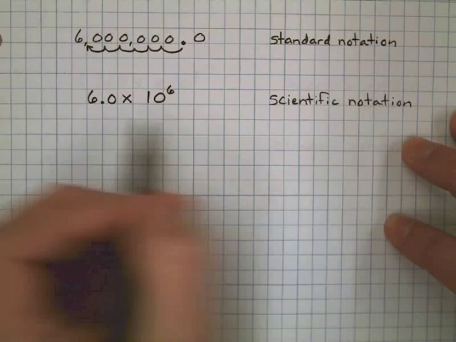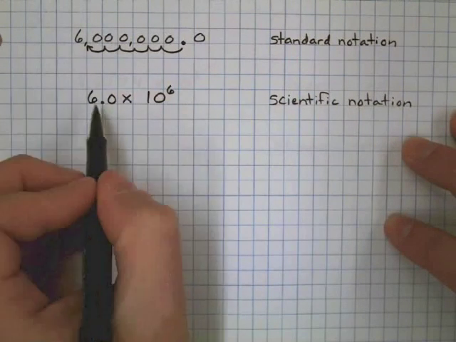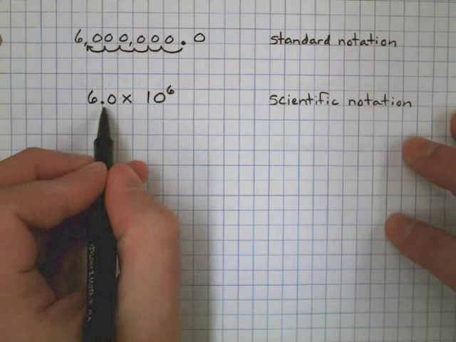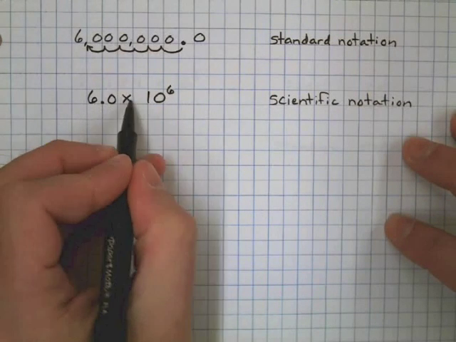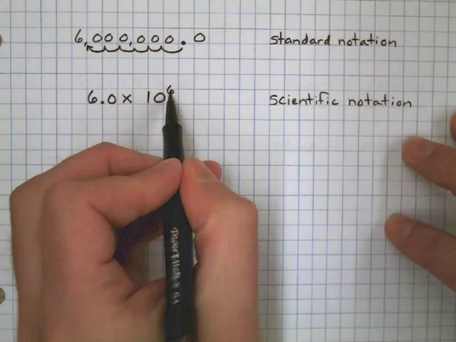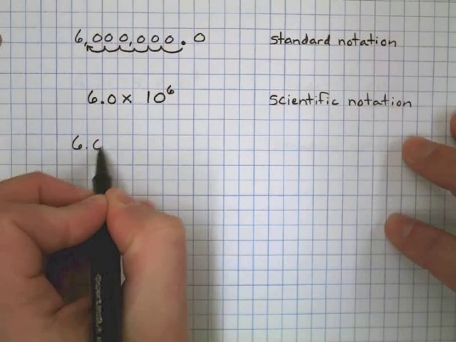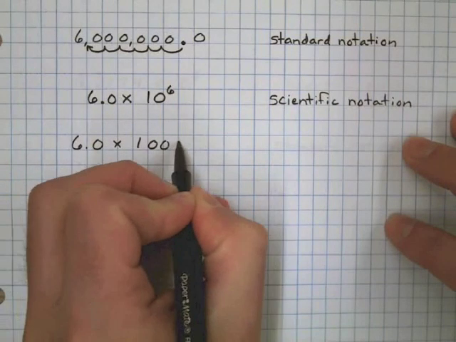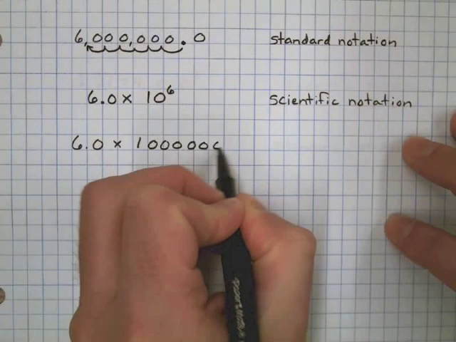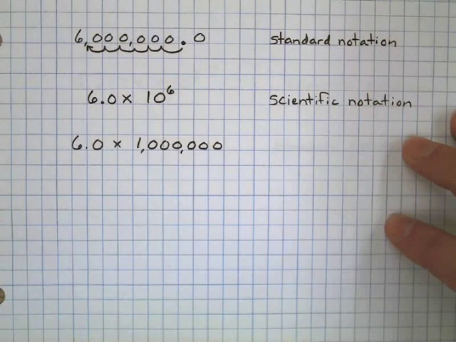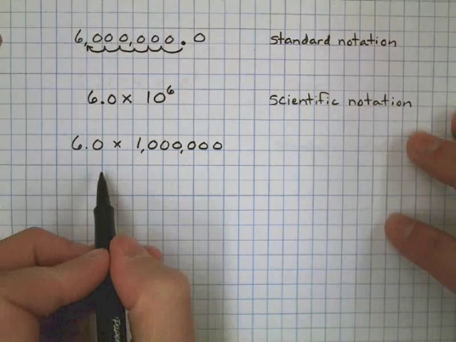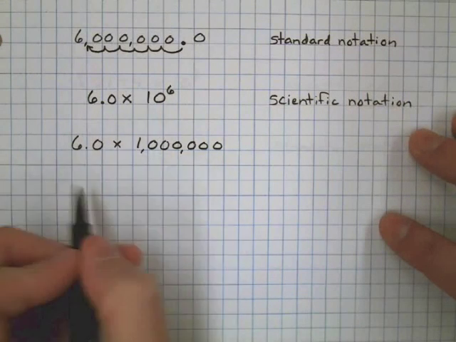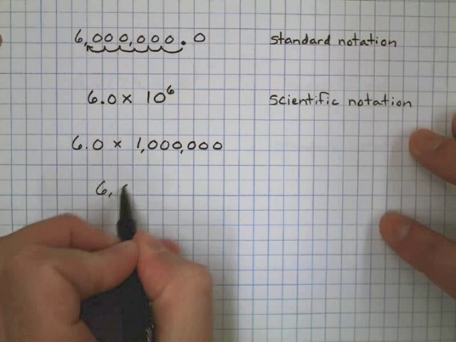If I were going to do this in reverse now, I know that if I have 6 and 0 tenths times 10 to the 6th, that is like saying 6 and 0 tenths times 10, and then there'll be 6 zeros, so to the million. And that also tells me 6 times 1 million is 6 million.